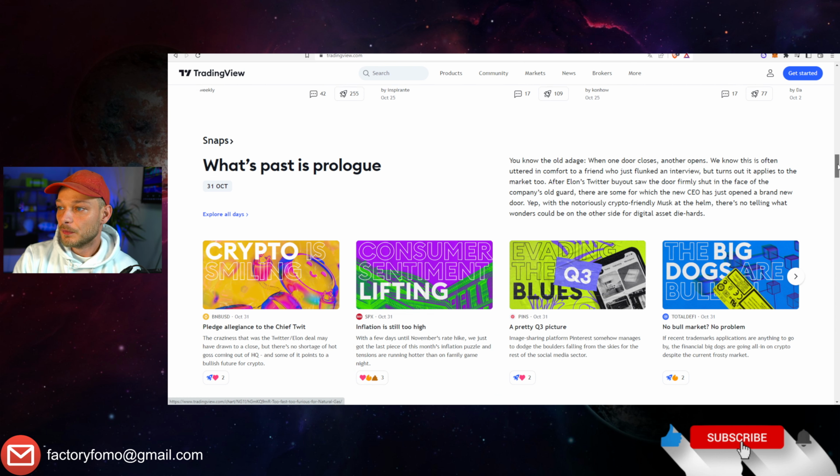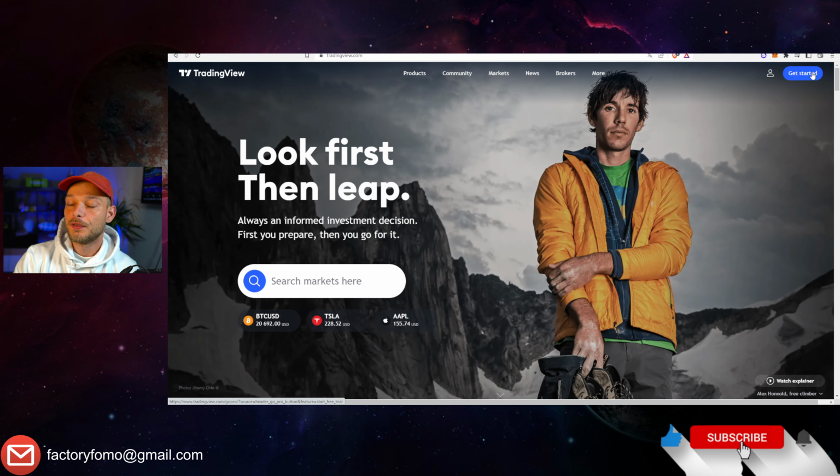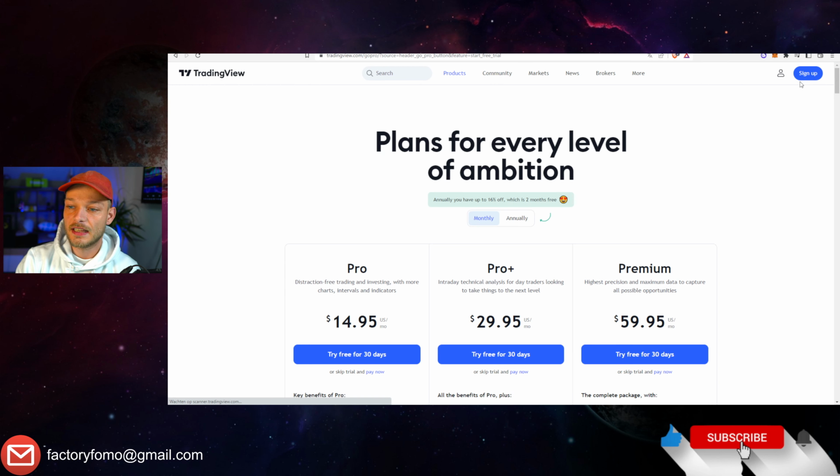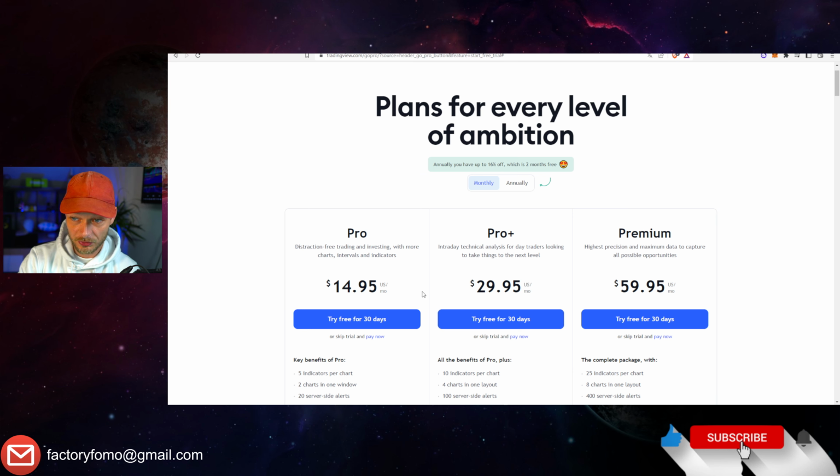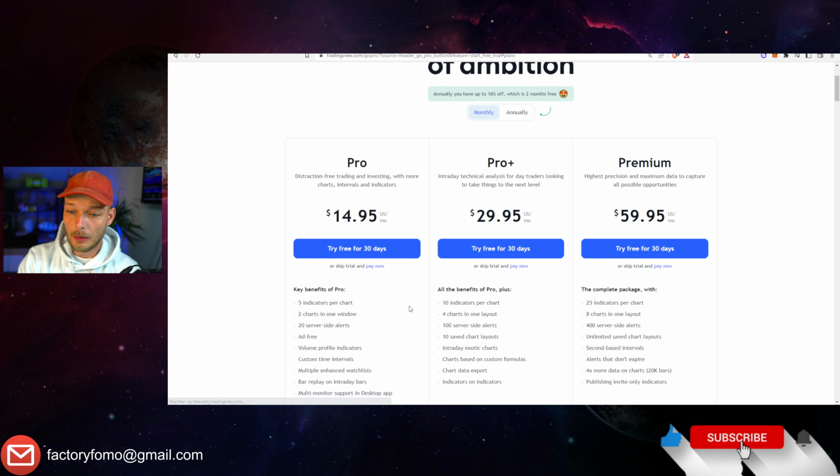So first thing, you want to make an account. If you press get started, you can get an account right there, right? You can sign up, and like I said, it's free. You use your email, you make up a password, and you are good to go, right? Now, there are a couple of benefits to the pro version that I'm going to show you.